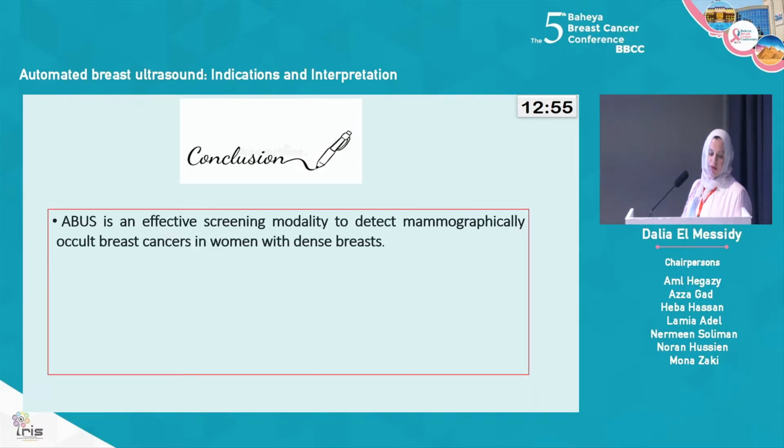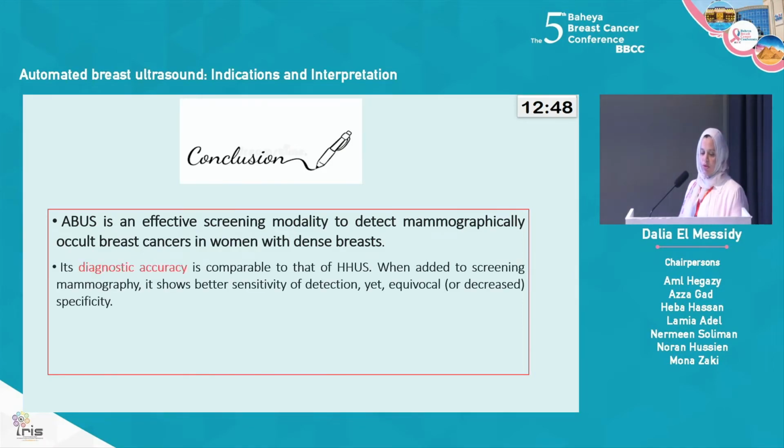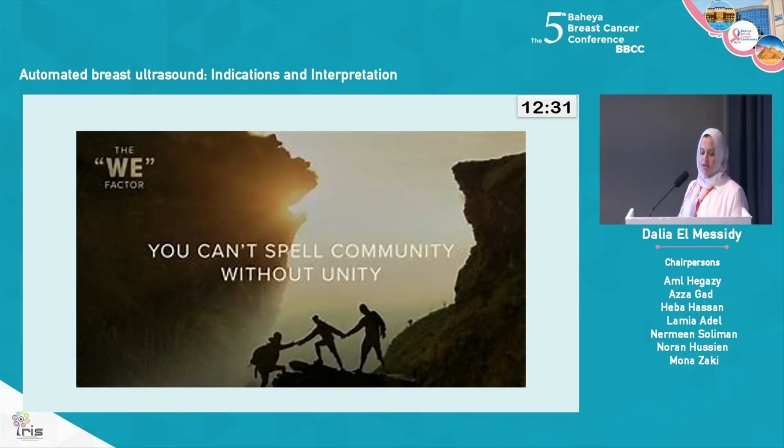So to sum up, automated breast ultrasound is an effective screening modality to detect mammographically occult breast cancers in women with dense breasts. Its diagnostic accuracy is comparable to that of handheld ultrasound. When added to screening mammography, it shows better sensitivity of detection, yet equivocal or decreased specificity. It faces some limitations, such as the absence of tools to assess vascularity and elasticity. Thank you.